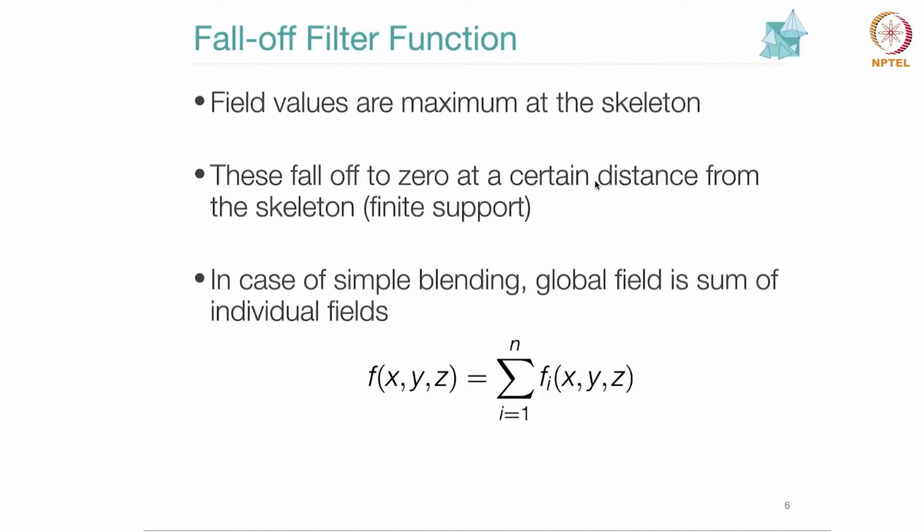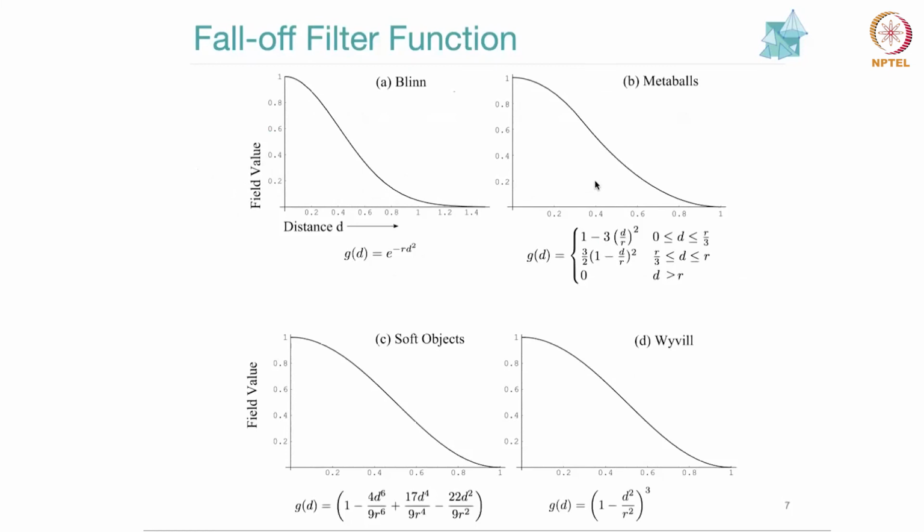And the field values as a result are maximum at the skeleton. And then these fall off to a certain distance from the skeleton with finite support. So you have certain shapes, so-called skeletons. And then let me jump a little forward.